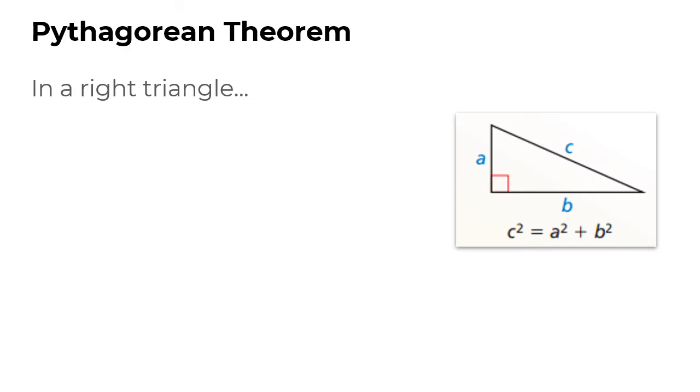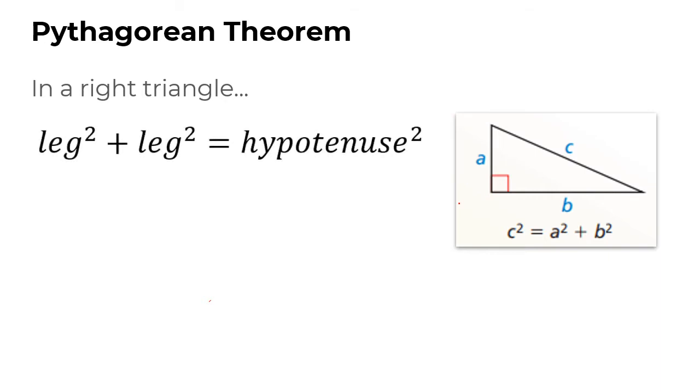Now again, you're probably pretty familiar with this. Pythagorean theorem, you've heard the old a squared plus b squared equals c squared. Well, that's because in a triangle, the sum of the squares of the two legs is equal to the square of the hypotenuse. And that's where we get a squared plus b squared equals c squared. Notice that a represents a leg, b represents a leg, and c represents the hypotenuse.